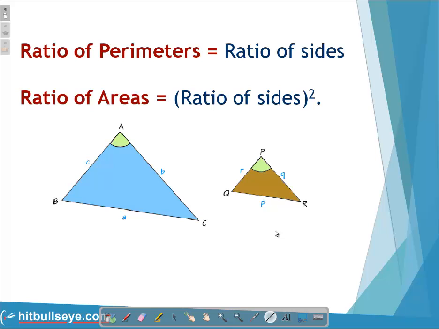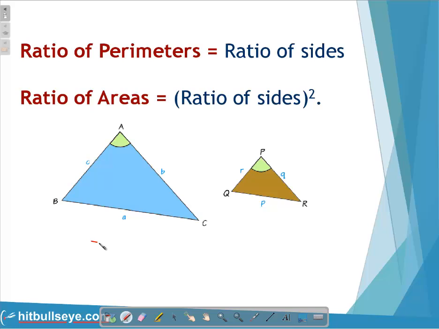Another concept which we have is about clubbing the geometry with ratios. That means if we have two similar figures, we could say that the ratio of perimeters is equal to the ratio of sides. As we have these two triangles in front of us, we could say that the perimeter of triangle A to the perimeter of triangle B is equal to the ratio of any side of A to the corresponding side of B.